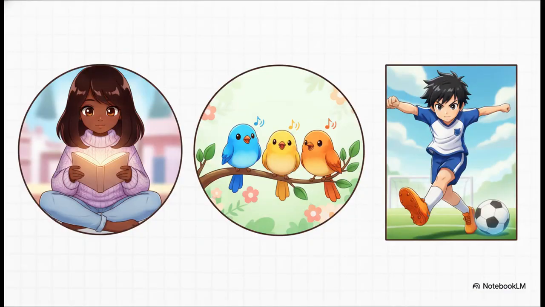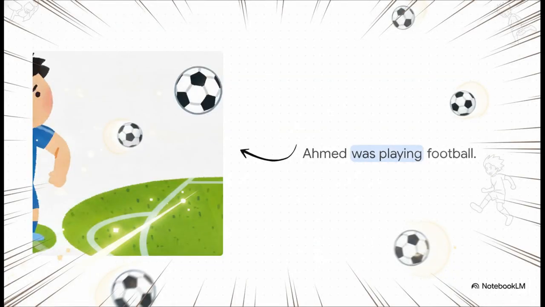Listen to the rhythm of these everyday examples straight from the source material. I was reading a book at 7 p.m. yesterday. Birds were singing. Ahmed was playing football. Notice how they all paint this vivid, moving picture in your mind? Looking closely at Ahmed here, we instantly get the context. He wasn't just kicking the ball one time and walking away. He was actively right in the middle of a continuous, ongoing game. The action was in motion, and the past continuous perfectly captures that kinetic energy.